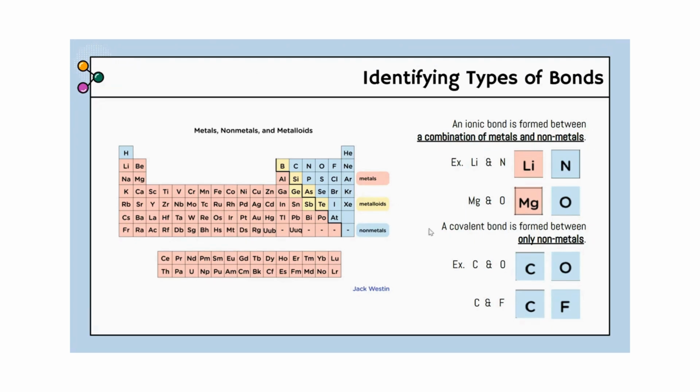Our covalent bonds are formed between only non-metals. So for instance, if we look at C and O, notice that they're both on the right side, so that would be a covalent bond.